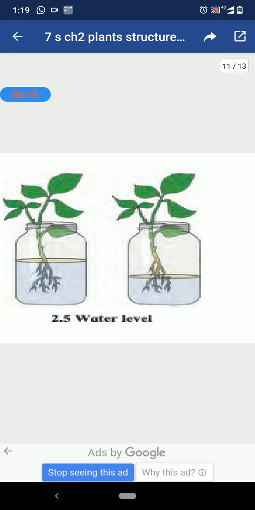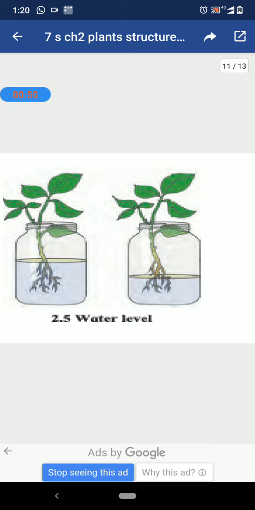Now, quickly we will review what we learned yesterday and then move to the next point. Yesterday we discussed how we are able to identify the different plants around us because of their different parts. Which are their different parts? Root, stem, leaves, flower, fruits, etc. These parts are different in different plants, and this is how we identify them.